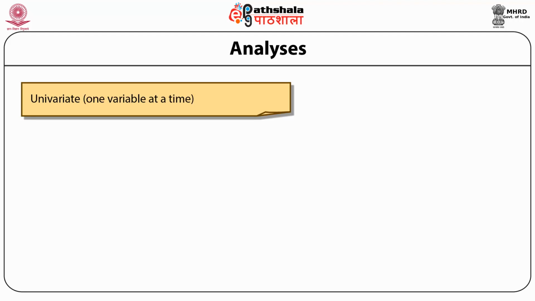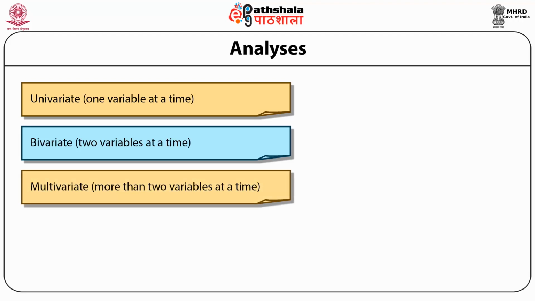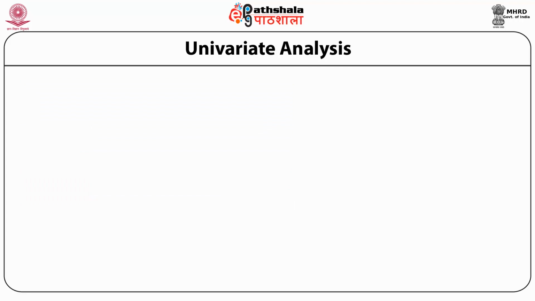Suppose we are considering one variable at a time, then it is called univariate analysis. If two variables, say age and sex, are taken together, it is called bivariate analysis. If more than two variables are taken at a time for analysis, then it is known as multivariate analysis. So generally a univariate test and bivariate test are confused. But a univariate test is that test where one variable is taken at a time. Univariate test, that means only one variable.